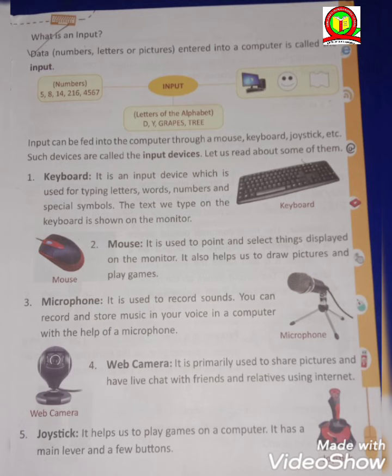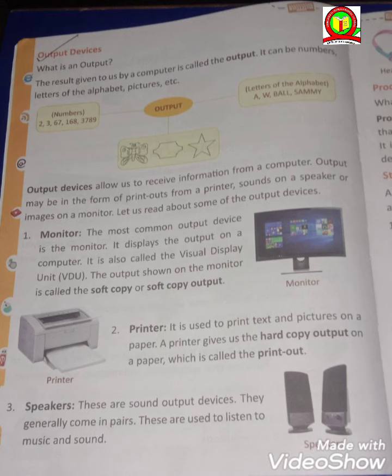Now let us discuss the meaning of input devices. First one is keyboard. It is an input device which is used for typing letters, words, numbers and special symbols. The text we type on the keyboard is shown on the monitor. Yes or no? Next one is mouse. It is used to point and select things displayed on the monitor. It also helps us to draw pictures and play games.